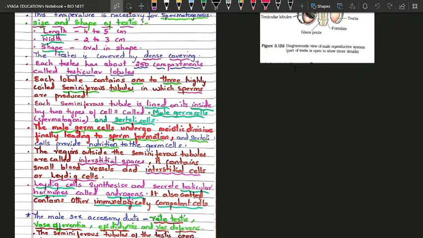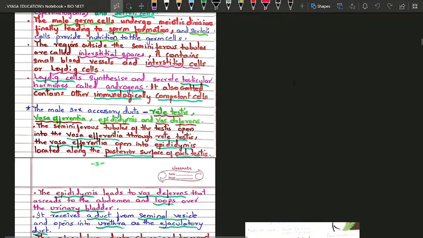Leydig cells synthesize and secrete the testicular hormones called androgens. The interstitial spaces also contain other immunologically competent cells.